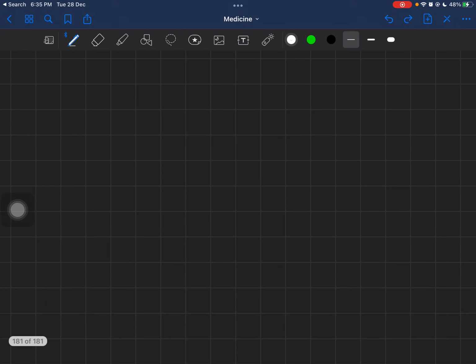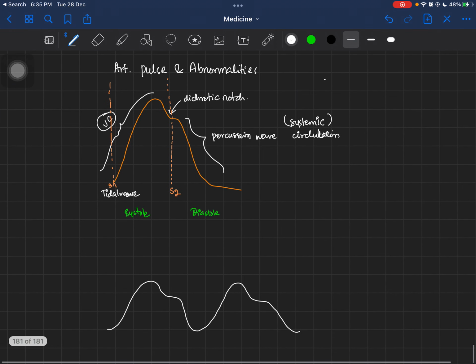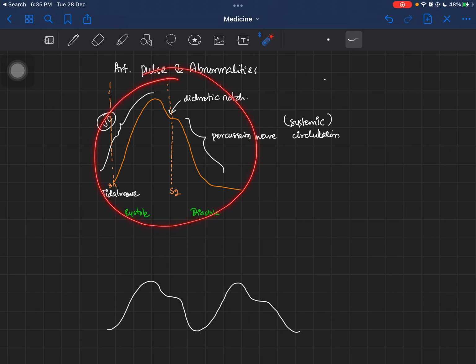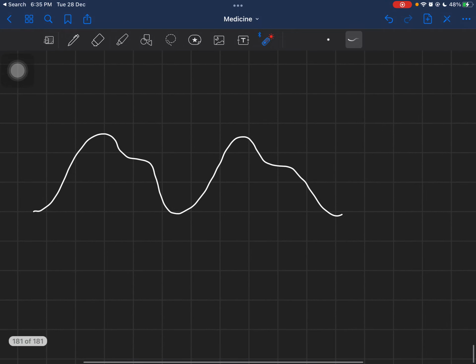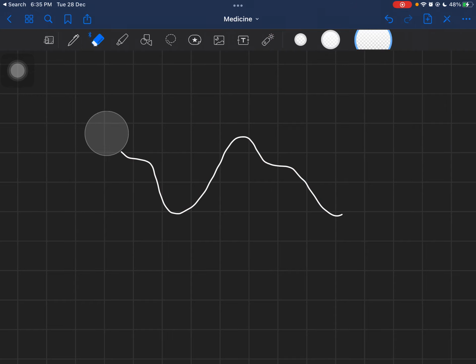Now let us talk about some abnormalities of the pulse. The first abnormality that we are going to talk about is a weak pulse. Let's say the amplitude of this pulse compared to the normal pulse that we made here is low. The reason is that the amount of cardiac output coming out of the heart is less. So what might be the condition where you might expect a rapid and feeble pulse? Definitely it's shock.